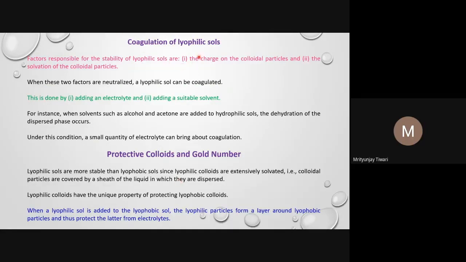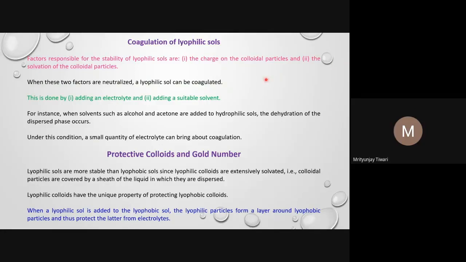Let us now see coagulation of lyophilic sols. So what are the methods that one can use for the coagulation of lyophilic sols? Let us first understand the factors which are responsible for the stability of lyophilic sols. And usually what we know, lyophilic sols are very stable, and so these two properties are responsible for the stability of the lyophilic sols. So first is the charge on the colloidal particles, and we also know the size of the colloidal particles in lyophilic sols is smaller than the size of colloidal particles in lyophobic sols.